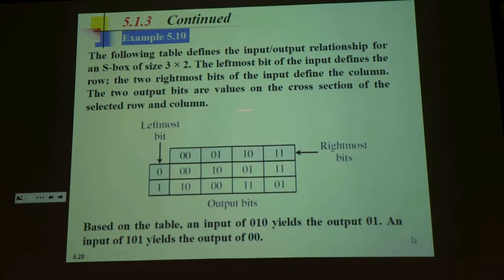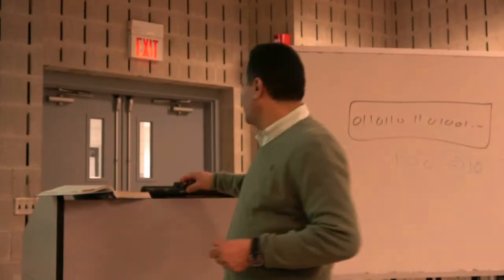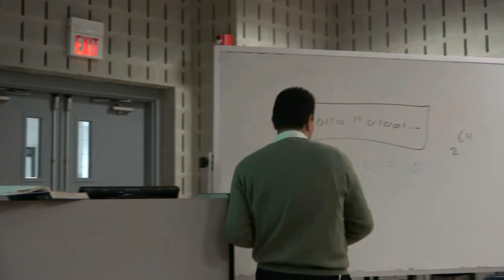Of course, you could write a decryption box for this. So a decryption box for this. How do you write the decryption box? What will the output be for 0, 0? So you're going to write it like this, for example. Okay.